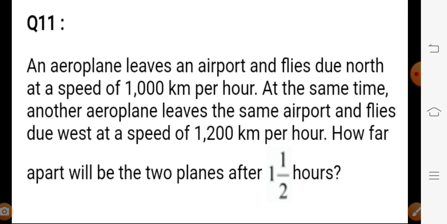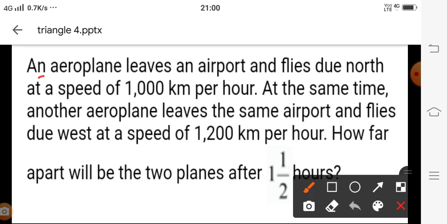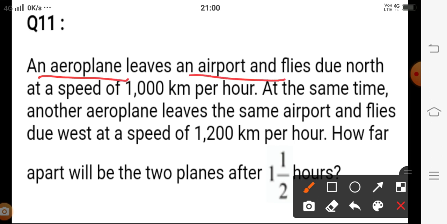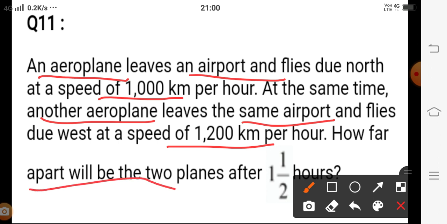Here I am taking the 11th question, and in this question this is given to you. An aeroplane leaves an airport and flies due north at a speed of 1000 km per hour. At the same time, another aeroplane leaves the same airport and flies due west at a speed of 1200 km per hour. What we have to find is how far apart the two planes will be after 1½ hours, meaning 3 by 2 hours.